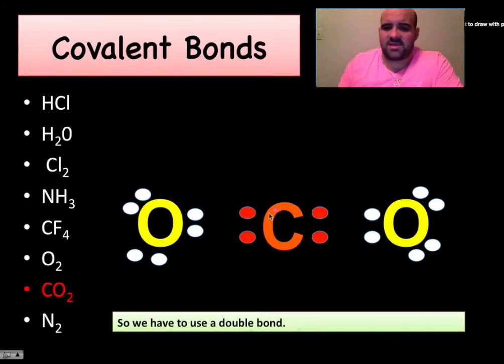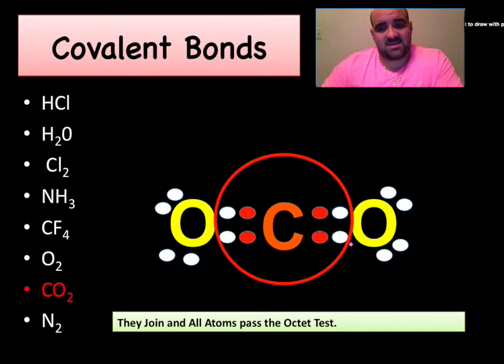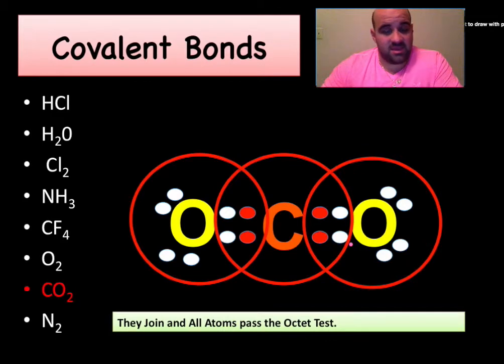Carbon has 4 valence electrons. And we're going to put 2 of them here, 2 of them here. And we're going to connect that with a pair from oxygen. And again, carbon dioxide, it's going to work. We're going to have a double bond. So when we put this together and we do the octet test, carbon passes the octet test. It's 4 electrons and 2 from each of the oxygen atoms equal 8. And now oxygen has 8 and the other oxygen has 8.